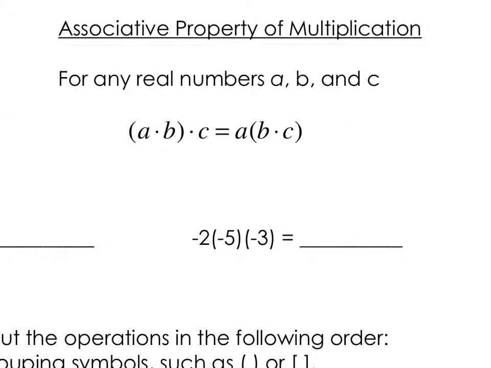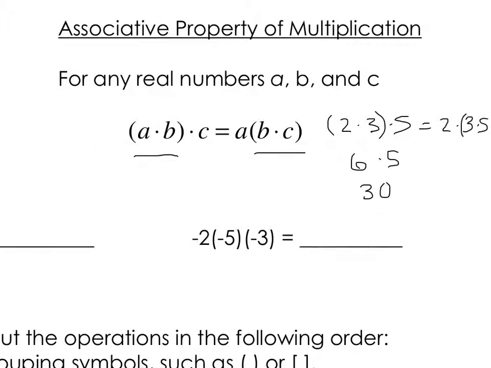Associative property of multiplication. So we have a times b in parentheses times c, or a times b times c in parentheses. You can associate the a and the b, or the b and the c. You can multiply the a and the b first, or the b and the c first. It doesn't matter. So 2 times 3 times 5: you can say that's 2 times 3, that's 6, times 5 to get 30. Or you can associate the 3 and the 5 together first. So you have 2 times 15, you still get 30. So how you group them in multiplication doesn't matter.